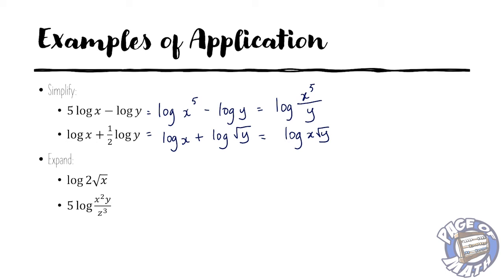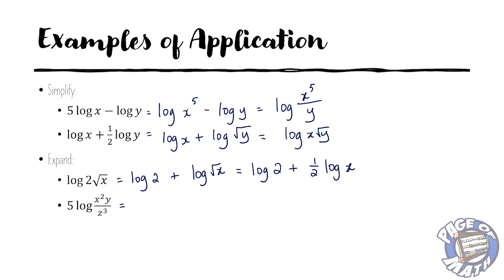Now we're asked to expand. Expanding meaning you write it as a sum or difference of logarithms. So we have log of 2 times the square root of x. Since we're multiplying 2 by the square root of x, this can be expanded to log of 2 plus log of the square root of x. Now the square root of x can be further rewritten, I should say, to log of 2 plus 1/2 log x, because the square root of x is x raised to the 1/2 power.